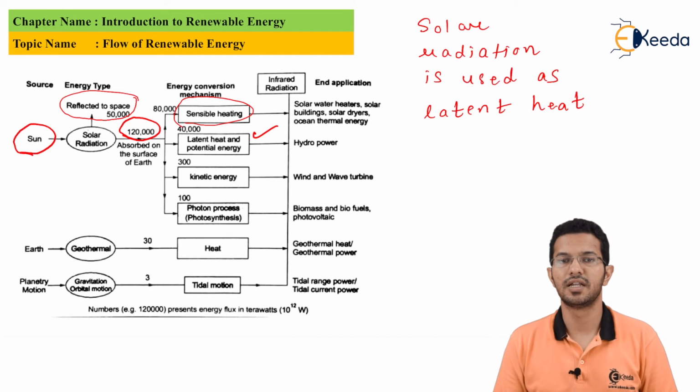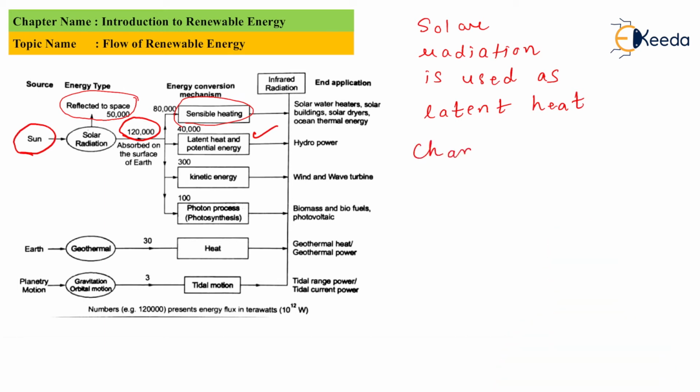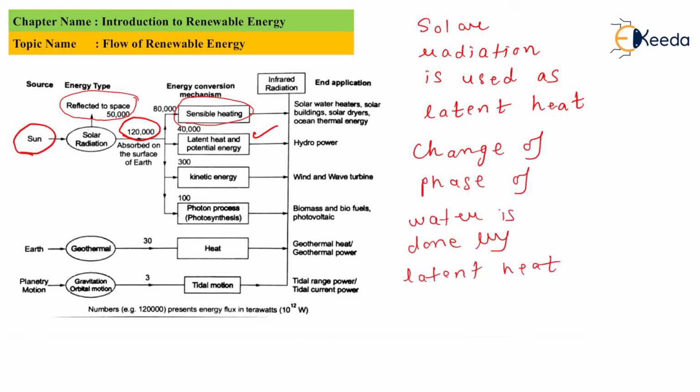Now on further heating of water at 100 degrees Celsius, heat is absorbed in the molecules of water. Then the water molecules get converted from liquid form to vapor form. This change of phase of water is done by latent heat. Now the water is converted to steam. On further heating the steam, the temperature of steam gets higher and higher, which is sensible heating.